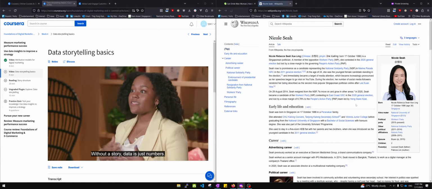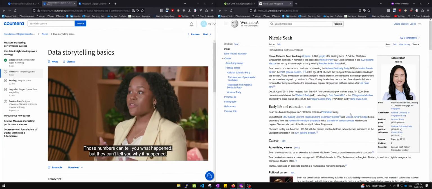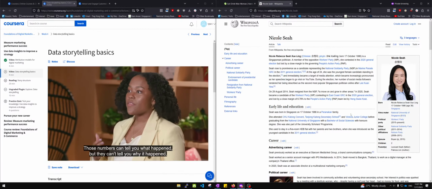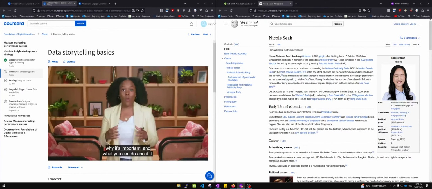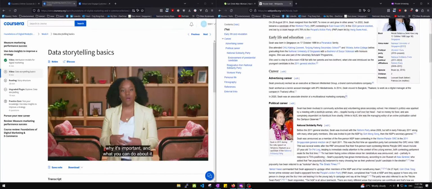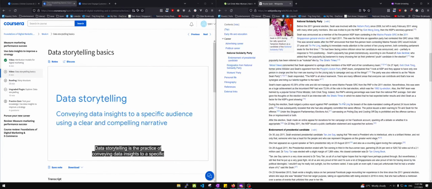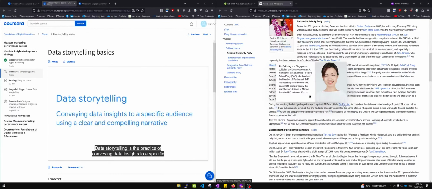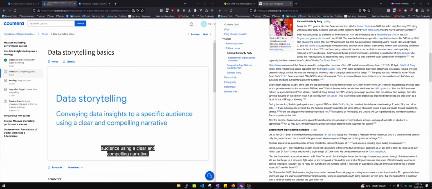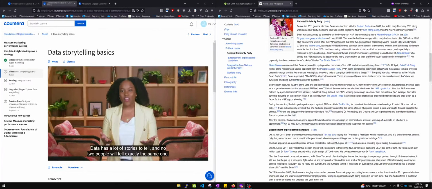Without a story, data is just numbers. Those numbers can tell you what happened, but they can't tell you why it happened, why it's important, and what you can do about it. That's where data storytelling comes in. Data storytelling is the practice of conveying data insights to a specific audience using a clear and compelling narrative. Data has a lot of stories to tell, and no two people will tell exactly the same one.